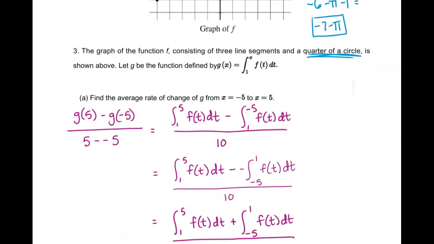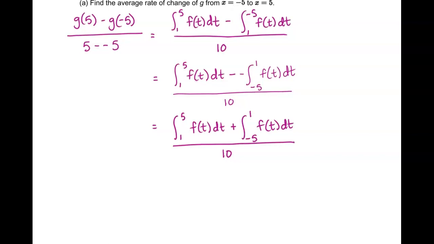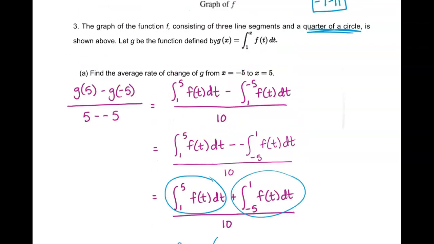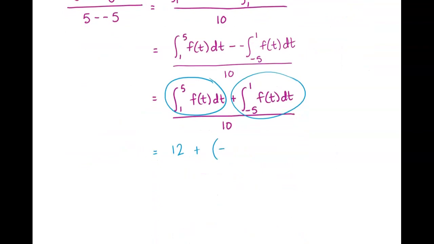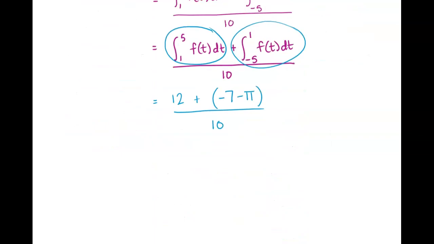So now, since we know the integral from 1 to 5, this integral here, well, that was actually 12, plus this integral here was -7 minus pi, all over 10. The average rate of change of g from -5 to 5 is equal to 5 minus pi over 10.